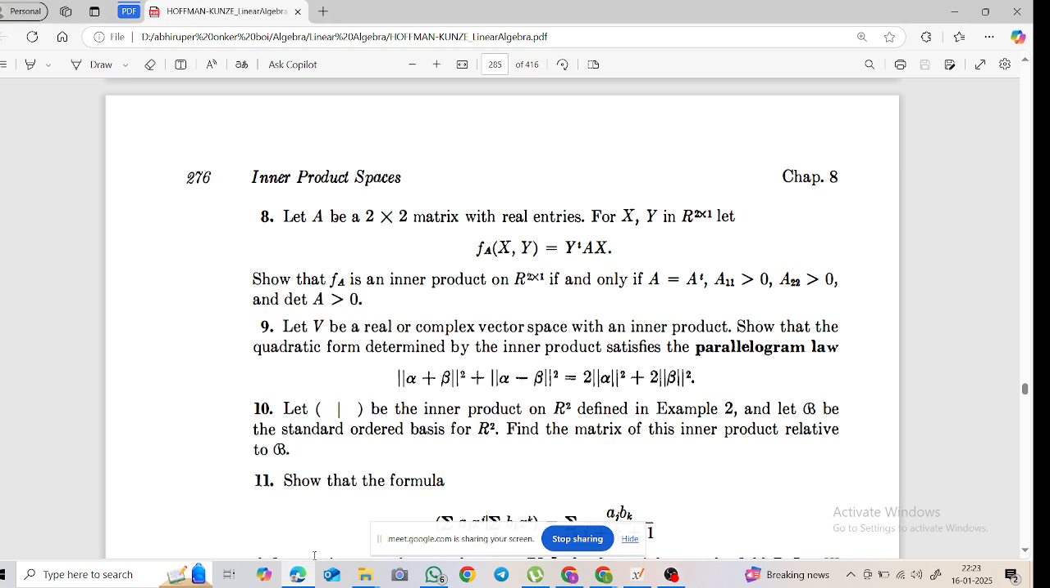Let A be a 2 cross 2 matrix, and we have defined a map. We have defined f(x, y) to be y transpose A x.